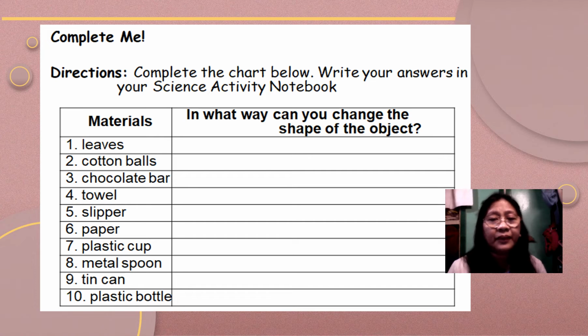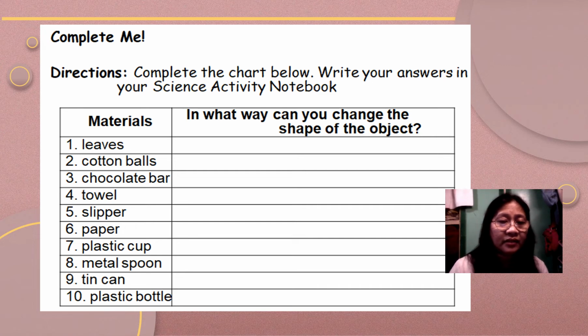Okay, you may copy this organizer in your notebook. Direction: complete the chart below. Write your answers in your science activity notebook. So you have two columns. The first column is the name of the materials. For the second column, you will write in what way you can change the shape of the object.